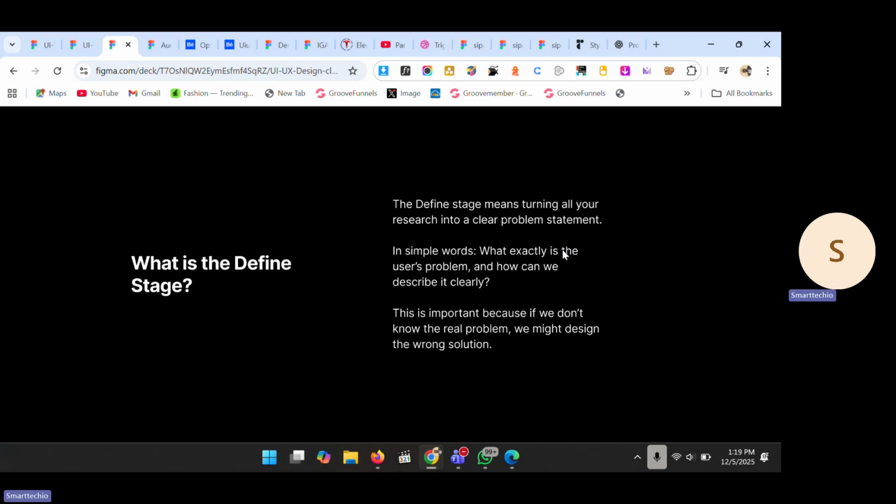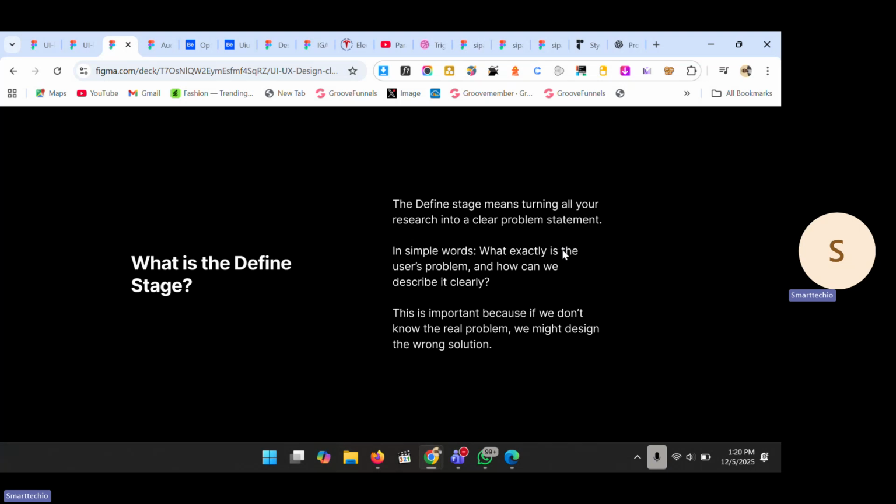So let's talk about define. The define stage is turning all your research into a clear problem statement. All your research, you're turning into a problem statement. But what exactly is the user's problem? How can we describe it clearly? What is your user's problem? Based on the responses you got, you'll be able to define the kind of problem they're having.